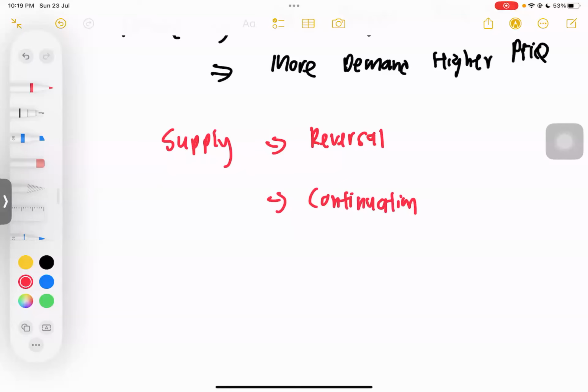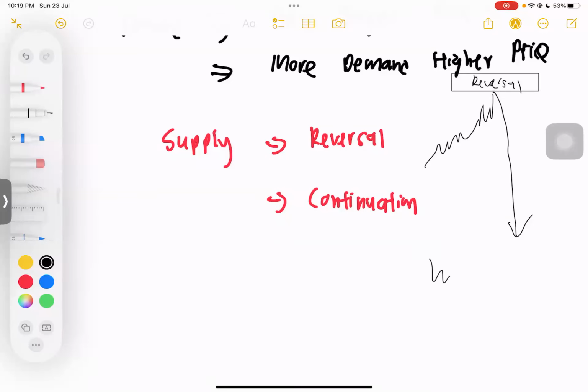With a reversal, usually the price will do something like this: the price goes up, suddenly touches some point and reverses. This area we call a reversal. With a continuation, usually the price will drop, and you have the continuation zone where the price pulls back and enters again. This is the continuation. This is a different type of zoning. So in supply we have two: reversal and continuation.